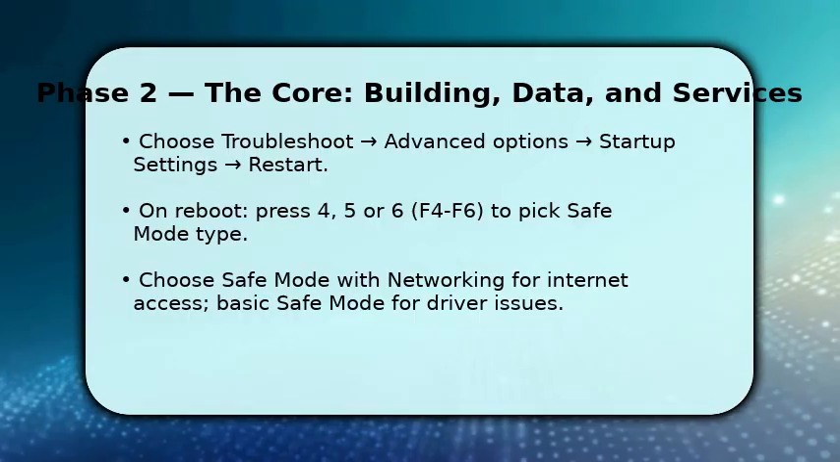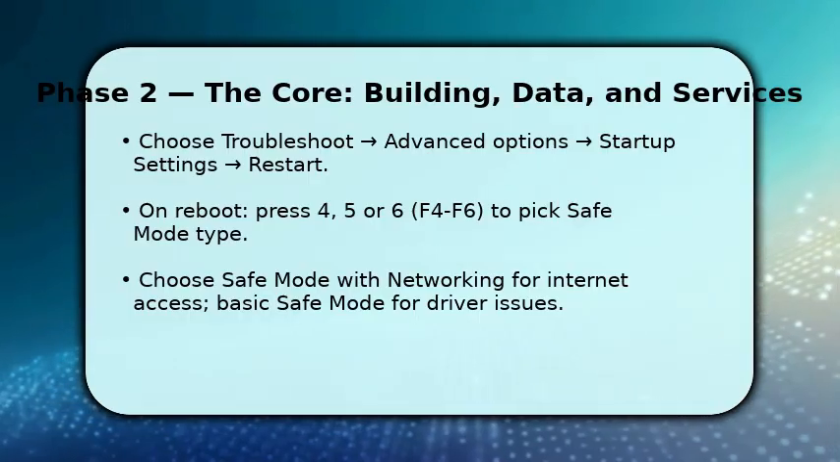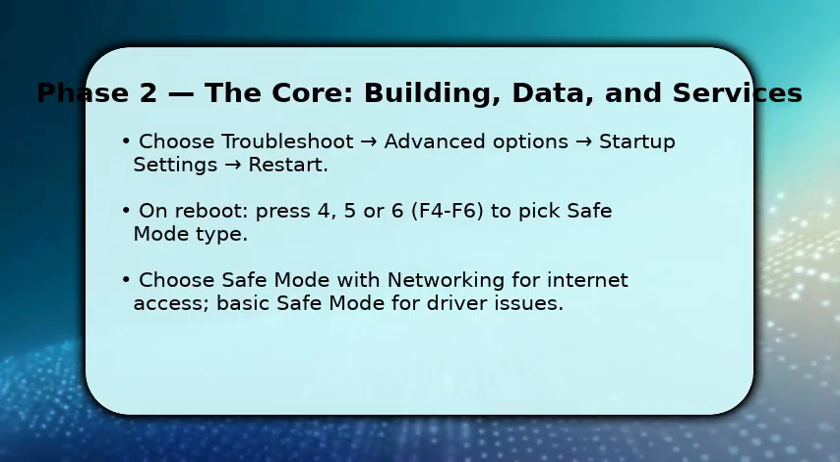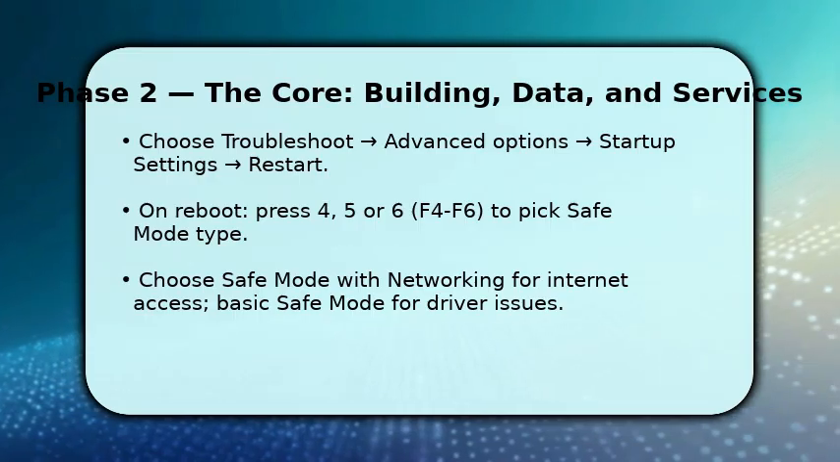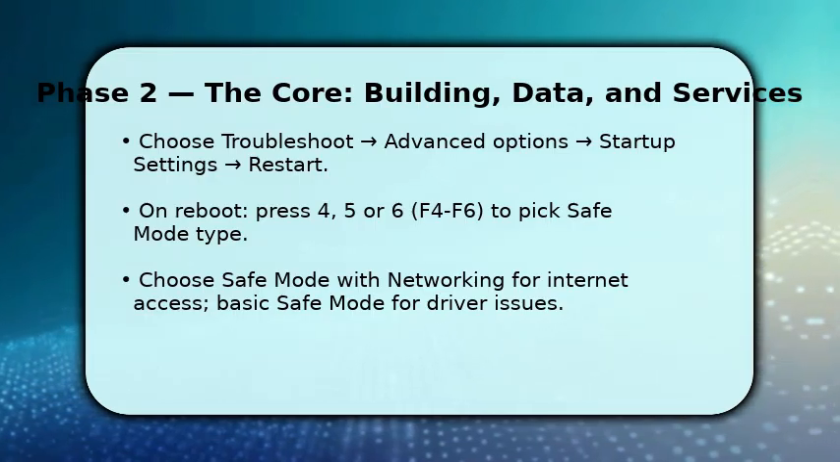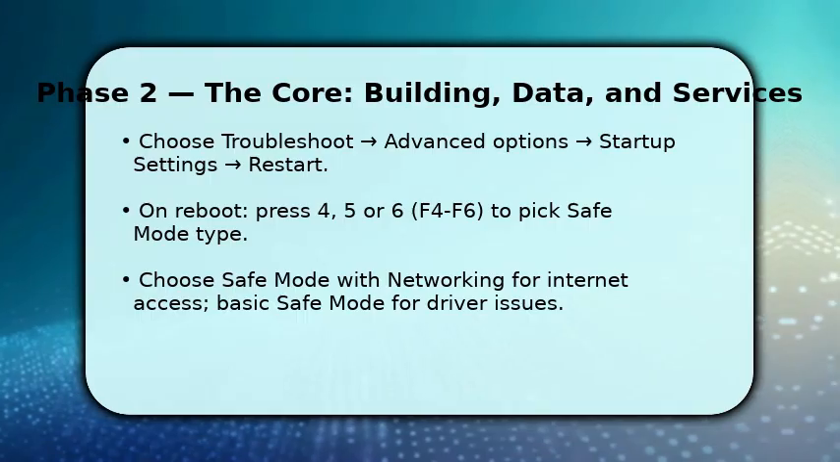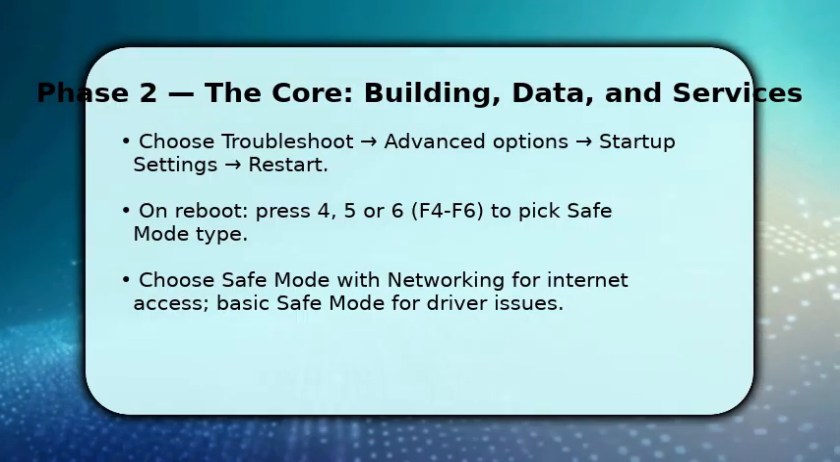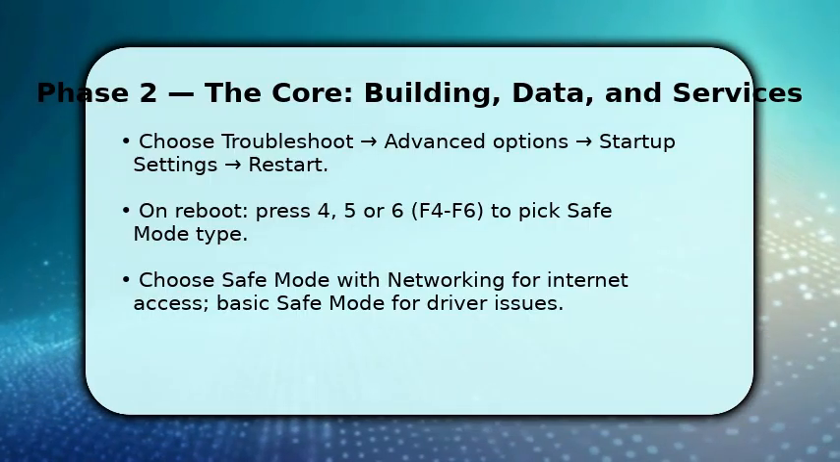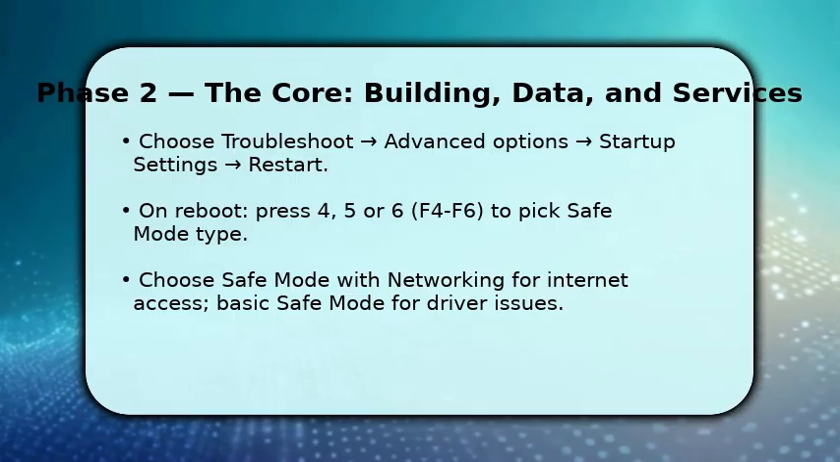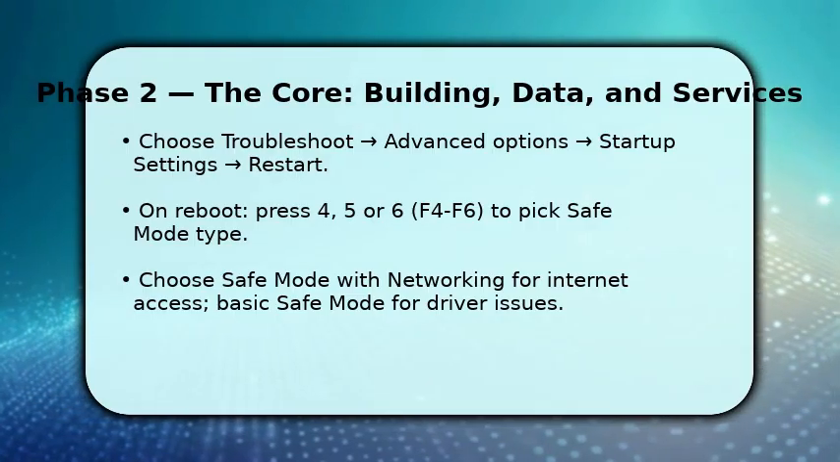Once in recovery, go to Troubleshoot, then Advanced Options and pick Startup Settings. Click Restart to present the menu of boot options. When the system reboots, press the number key for the safe mode you need. 4 or F4 for basic safe mode, 5 or F5 for safe mode with networking, or 6 or F6 for safe mode with command prompt.